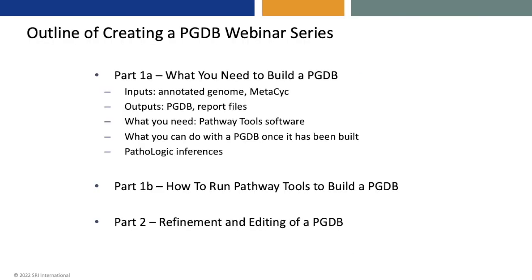Here's an outline of this webinar series. In Part 1A, we'll describe what you need to build a Pathway Genome Database, such as what inputs are required, what outputs are produced, what software do you need, what can you do with a Pathway Genome Database once it's been constructed, and what are the inferences that occur during construction of a PGDB. Part 1B will show you how to use the software to do this database creation, and Part 2 will discuss how to refine and edit a PGDB to improve its quality.